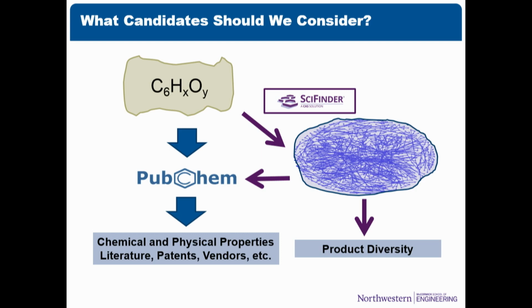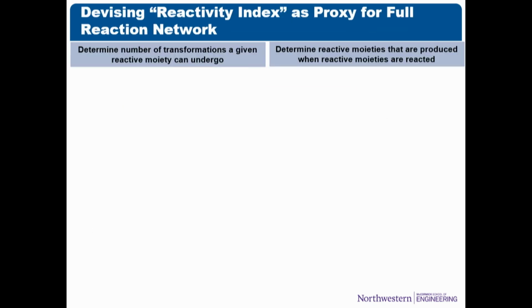Okay, so let's go get all the C6HxOy molecules. That is 29,252 molecules. So lots of possibilities there. We really didn't want to make 29,252 reaction networks, so we decided to narrow this list down a little bit first. So we developed a reactivity index approach as a proxy for the full reaction network.